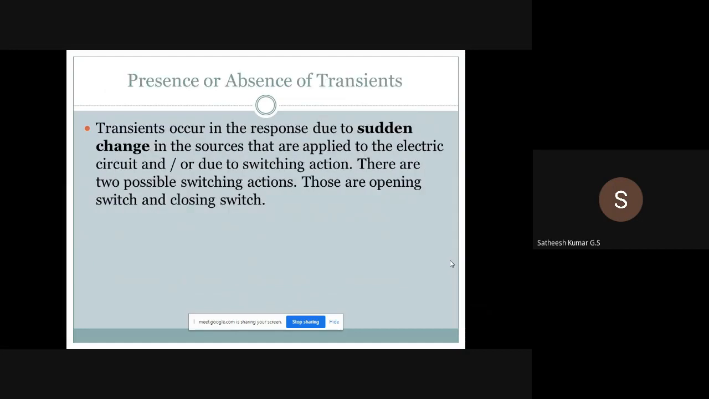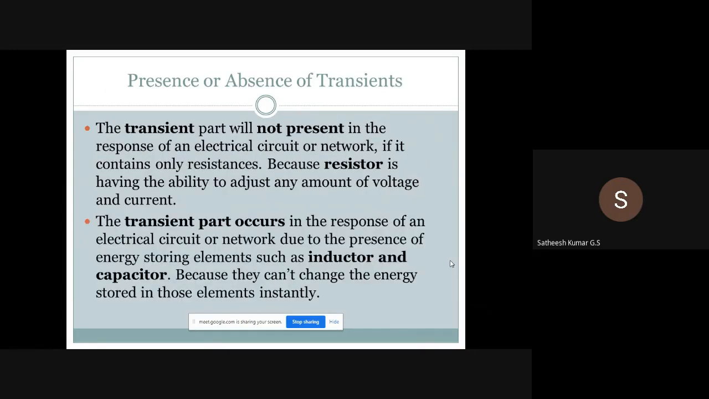Okay. What is the presence or absence of transient? The transient occurs in a response due to sudden changes in the source applied to the electrical circuit or due to switching action. There are two possible switching actions we first discussed: opening of a switch and closing of a switch. Okay. So the transient part will not be present in the response of an electrical circuit or network if it contains only resistance, because the resistance has the ability to adjust to any amount of voltage and current changes with respect to time. So resistance has the capability to change its response based on sudden voltage and current changes.